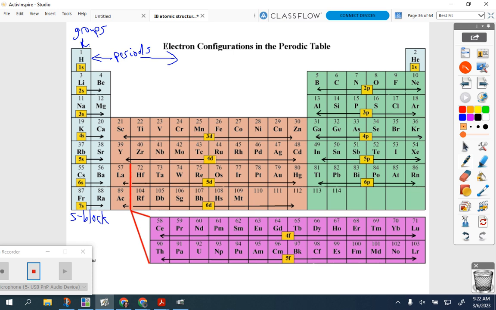But that's why there's only 2 things on the first row of the periodic table, because there's only room for 2 electrons. Second one, we have the 2s orbital, and then we have our 2p orbitals. There are 3 of them, so there are 6 elements here. We have our 3s, and then our 3p. Again, 2 and 6.